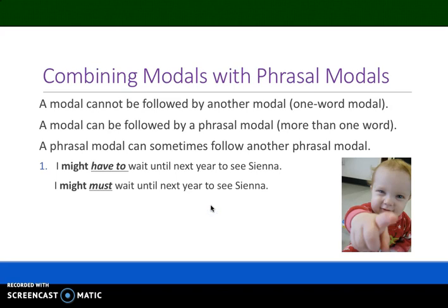I might have to wait until next year to see Sienna. So here we have might, which is a modal, one word. Have to, now this is a phrasal modal, it's more than one word. So we can put the phrasal modal after a modal, and this is correct. How about the next sentence?